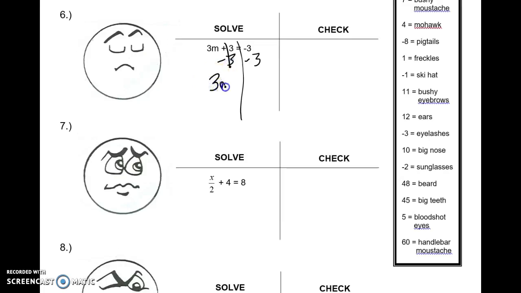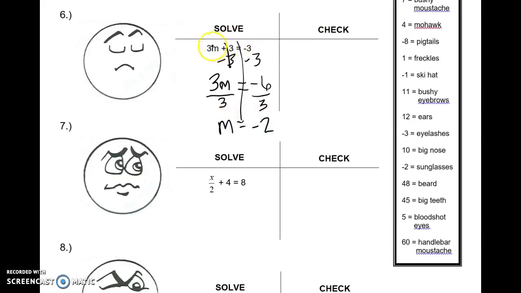Cancel them. Bring down that 3m equals, and then negative 3 minus 3 is negative 6. 3 and m squished together like that means multiply. So to get rid of times 3, you do divided by 3. Use a fraction bar for divided by 3. And then this one is m equals negative 2.